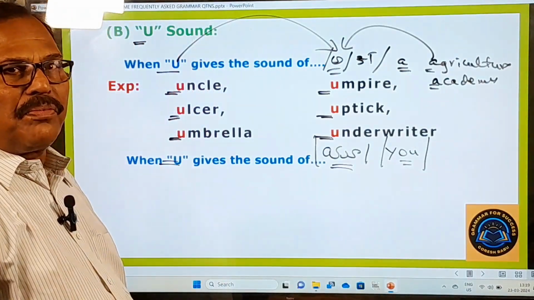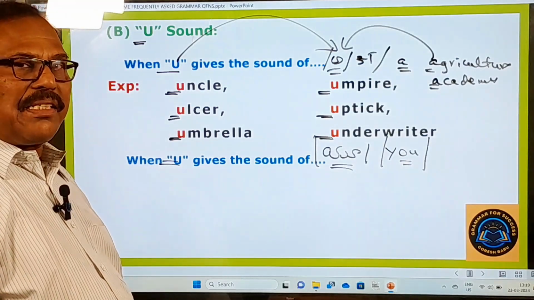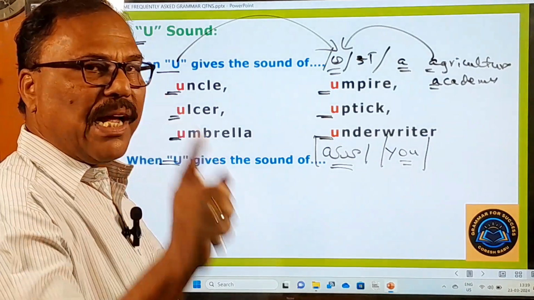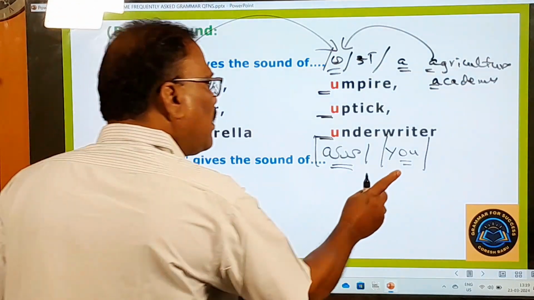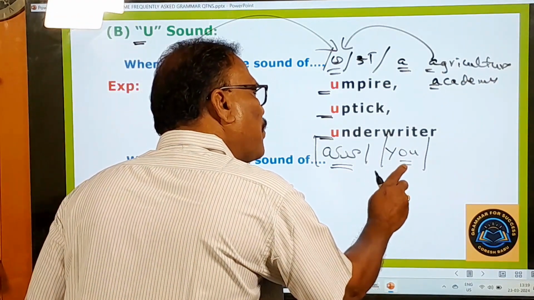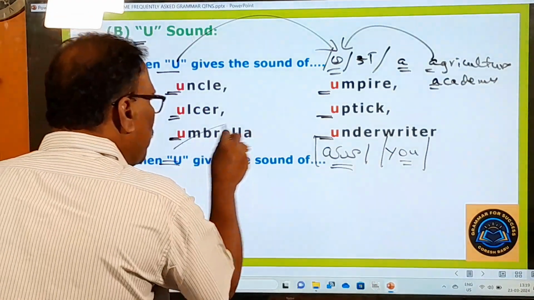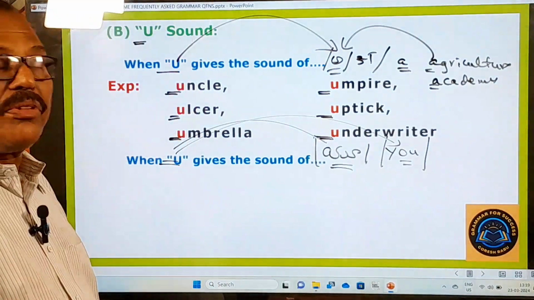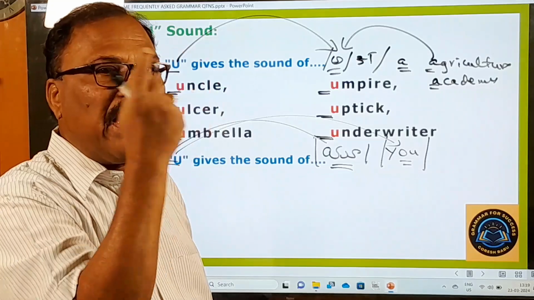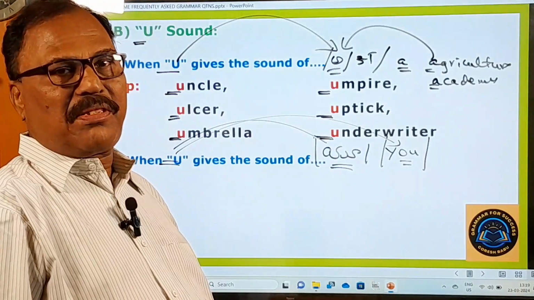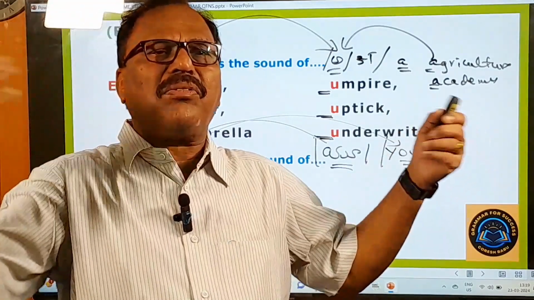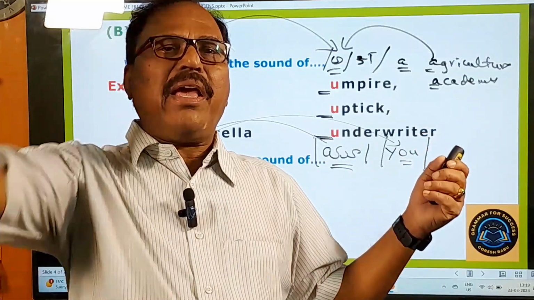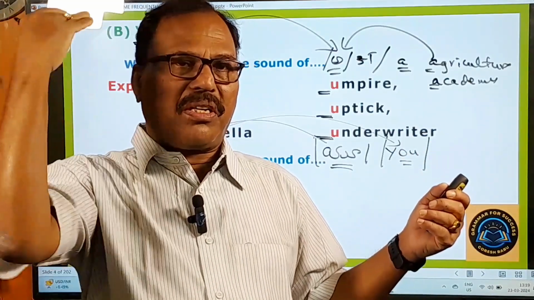You are a DSC candidate. You are a TET candidate. Just as you pronounce this word "you", whenever this U gives this U sound, what should you do? You must think immediately that it is giving a consonantal sound. And whenever it gives a consonantal sound, you know very well what the rule is: A must be used before a consonantal sound, right?